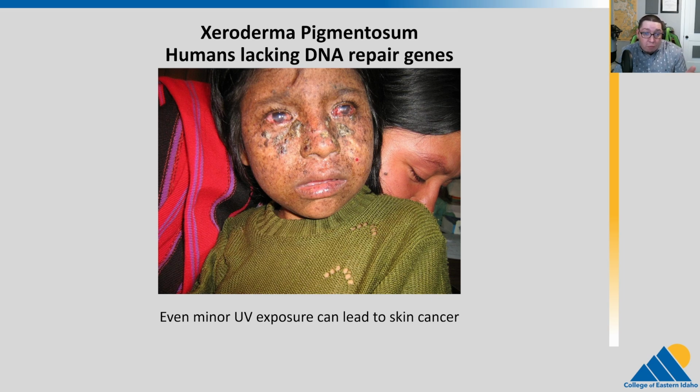Now, this individual knows they have this, right? They avoid the sun as much as possible, but they are still getting this. So what I want you to take from this is that your body repairs a ton of DNA damage. And if you don't have those repair mechanisms, you would develop cancer very, very early in life.